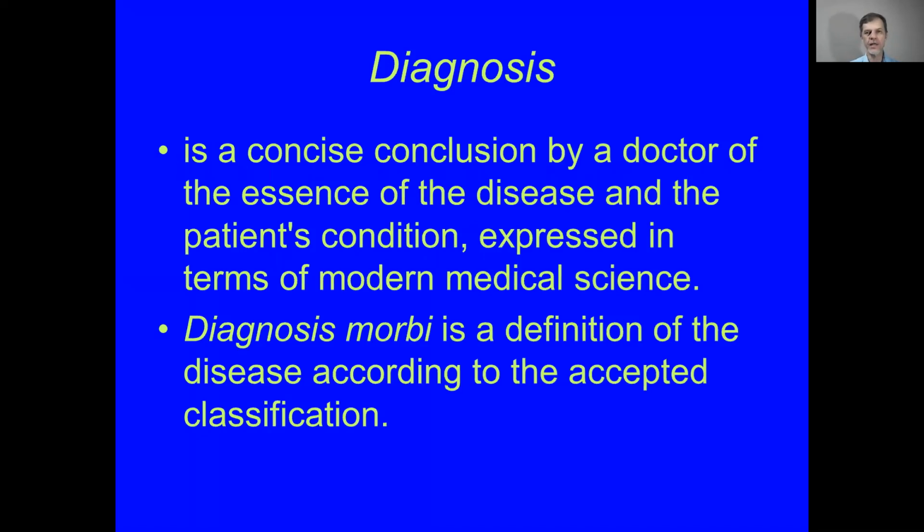First of all, let's start talking about diagnostics, about diagnosis. I told you we should name the disease. What is naming the disease? This is diagnosis. Diagnosis is a concise conclusion about the essence of the disease, the patient's condition, expressed in terms of modern medical science. So again, very simple: to find a diagnosis is to name the disease. Again, this is flu, this is COVID-19, this is peptic ulcer, this is, I don't know, myocardial infarction.